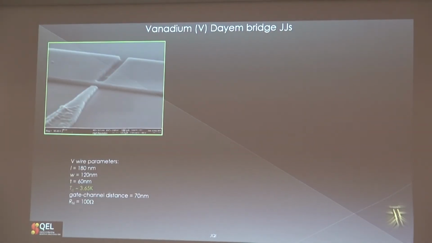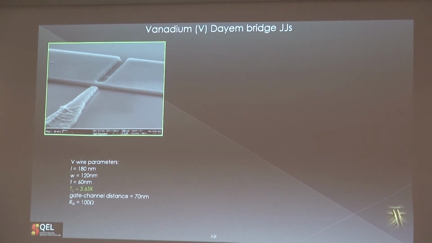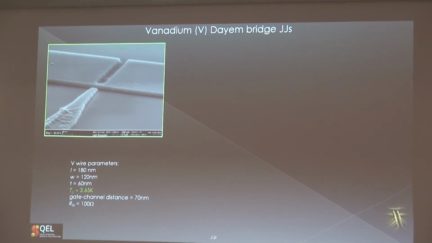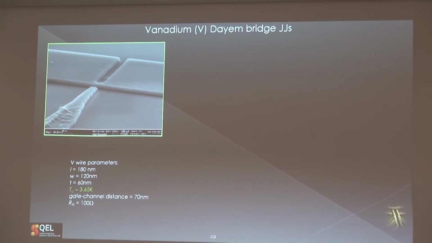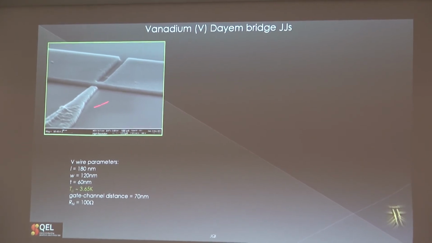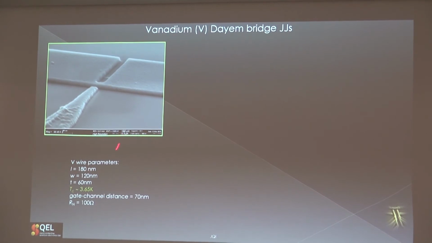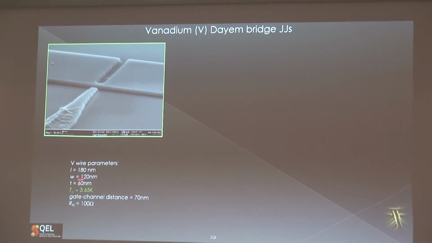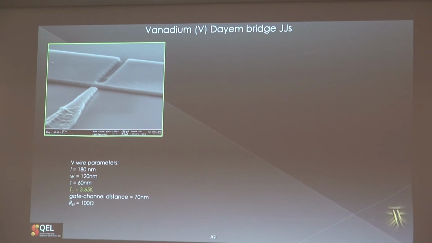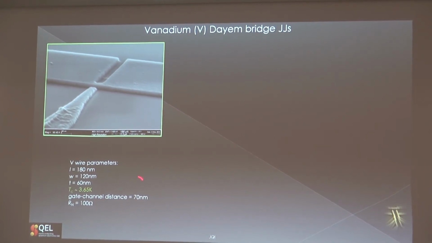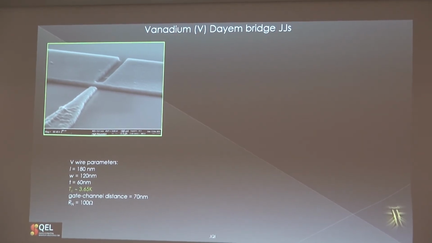Towards this end, we need materials that are interesting, materials that possess a large critical temperature, to realize a sort of superconducting classical electronics, digital electronics. This is a very recent device that we made of niobium, with a length of 180 nanometers and a width of 120. The width is about 3 coherence lengths for vanadium, which is around 45. Critical temperature 3.65, and the gate-channel distance 70 nanometers.